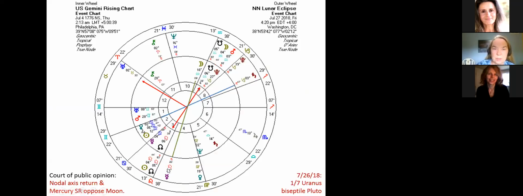Mercury is going stationary retrograde while it is opposing the U.S. moon. And in mundane charts, the moon is the public, and the public is the court of public opinion, as you can sometimes loosely call the moon. And the moon's nodes are having a nodal return, having a lunar eclipse on top of it.